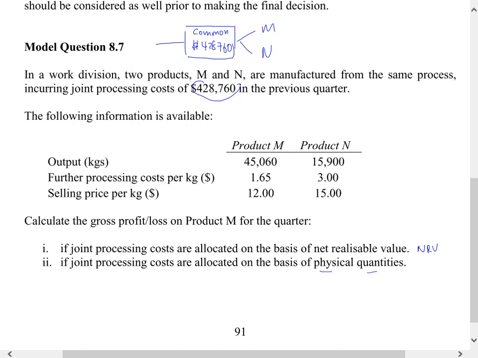All the while we know we have two methods, right? The second one, physical quantity, no issue, based on output. The other method is normally based on sales value at production. But here they ask us to allocate based on NRV, net realizable value, not saleable value, but net realizable value. So let's calculate the NRV for these two products first.